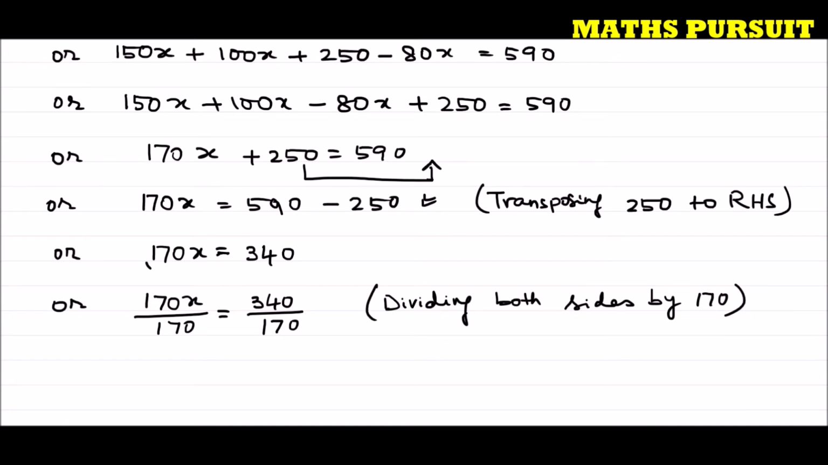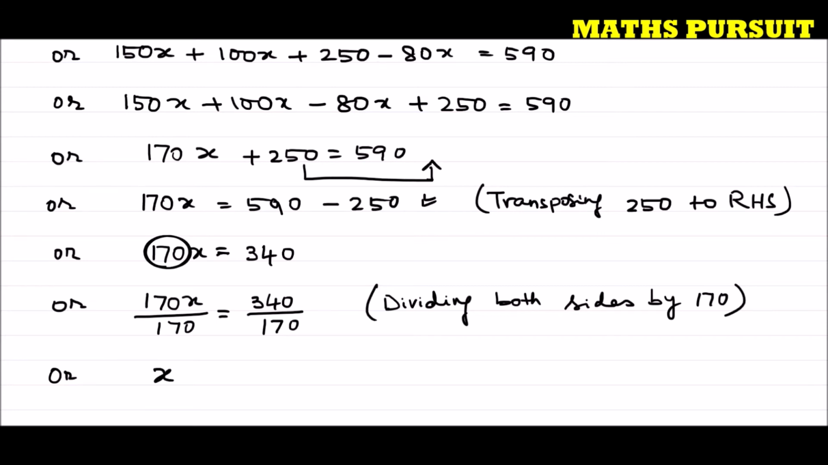Actually, I need to remove this 170 from x. I need to separate 170 from x. In order to separate 170 from x, I need to divide 170 by 170. So if I am dividing 170 by 170 on one side, I should also do the same operation on the other side. For that reason, I am dividing both sides by 170. Hope guys I am very clear till here.